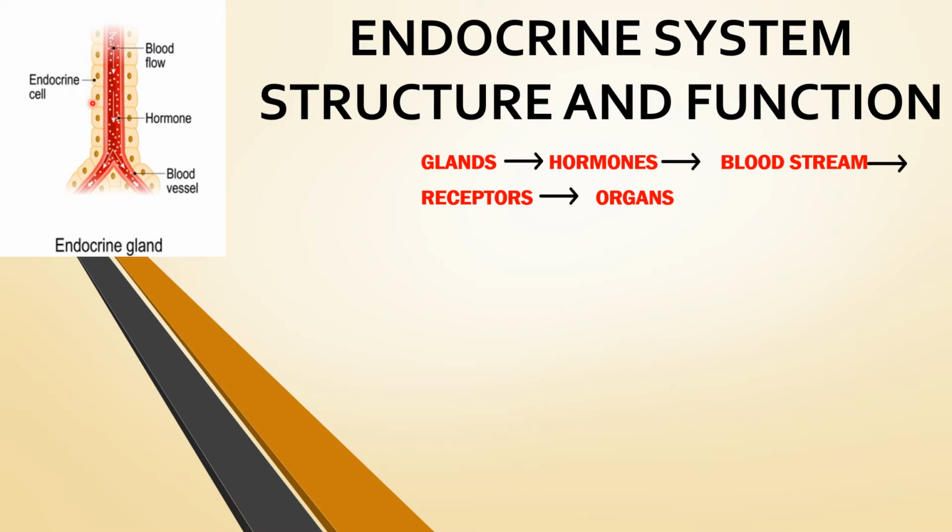So, these are the endocrine cells and they produce hormones. These hormones are released into the bloodstream. And next what happens? Next, they are received by the receptors in the target organs. So, it has a lock and key system.